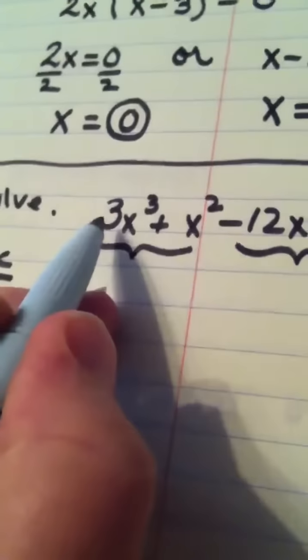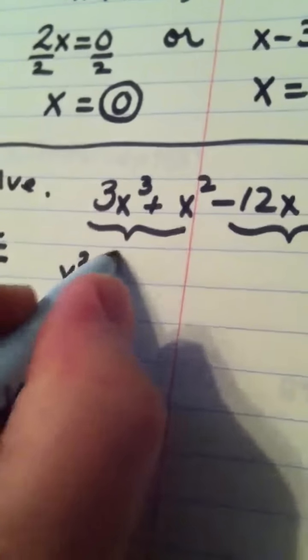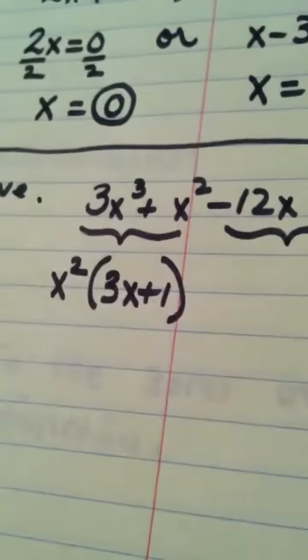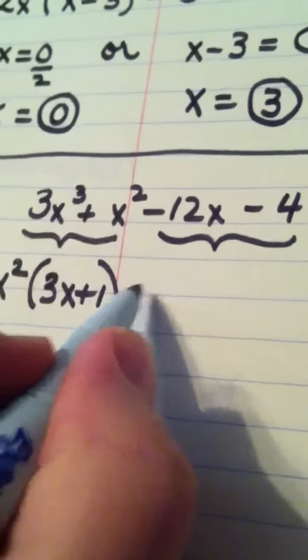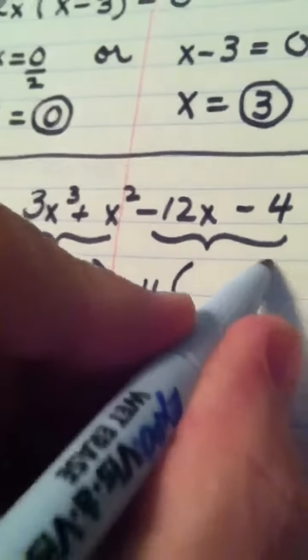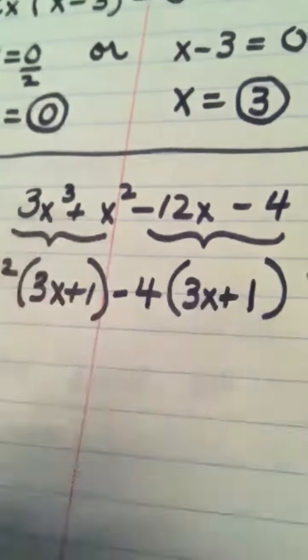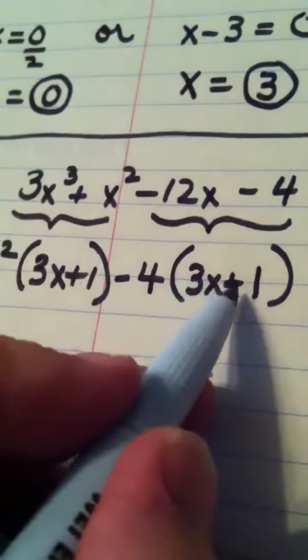When I group the first 2, I can factor out an x squared. In parens, I would have 3x plus 1. When I group the second, I factor out a negative 4, and in parens, I have a 3x plus 1. This has to be a plus because negative times positive will give me a negative.